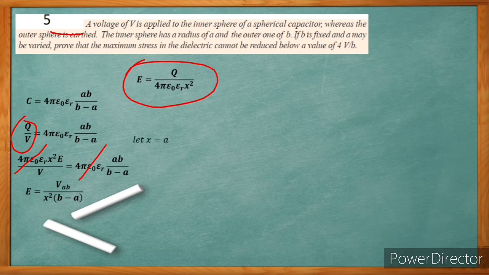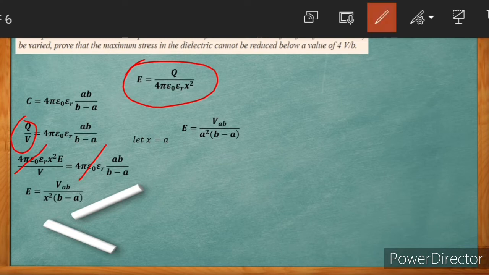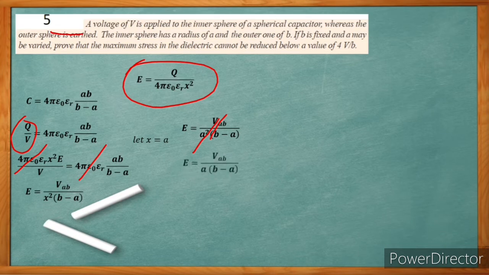So we will let x be equal to A, since A may be varied. So E is equal to V AB over A squared times quantity B minus A, and then the A above will be cancelled and the A below will become 1. So that will become E is equal to VB. Oh no, V.